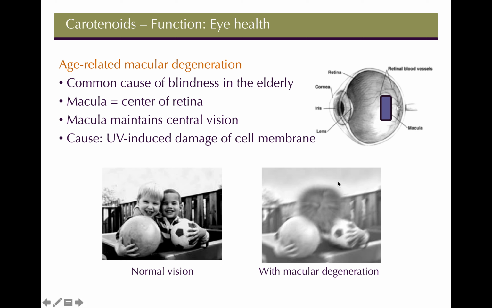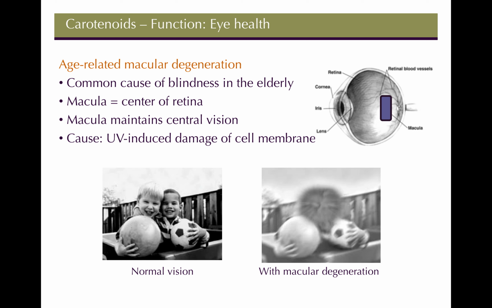So if you don't know exactly what that is, this is a nice illustration to show what happens. The macula is in the center of the retina. Remember, the retina is that blanket on the back of the eye. The macula is the center bit of the retina, and it helps to maintain central vision, but it can be damaged by UV rays.